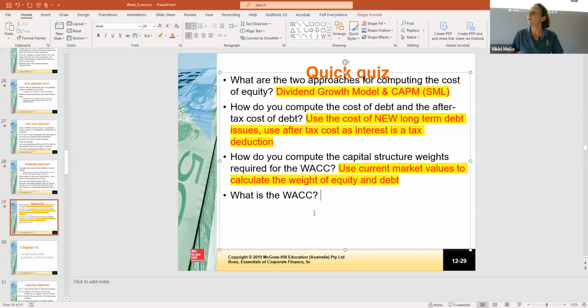And how would you explain what the weighted average cost of capital is? Yep, exactly right. Yep.